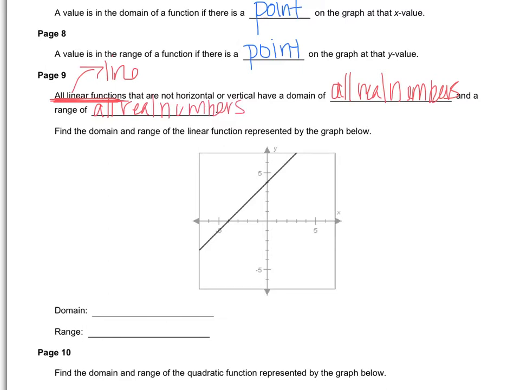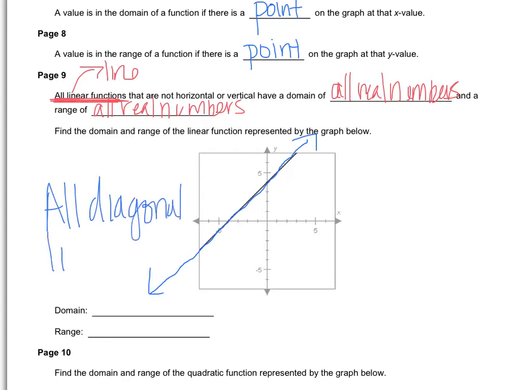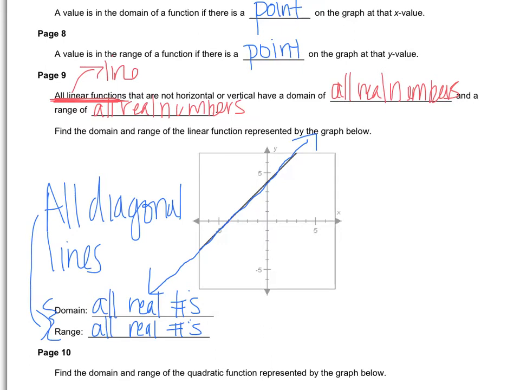What that means is that this graph goes on forever and ever and ever. It never stops. So if you see a line, this is true for all diagonal lines. Their domain is all real numbers, and their range is also all real numbers, because these graphs never stop. So all lines have this domain and range, all real numbers for both. Every single line, no matter what.